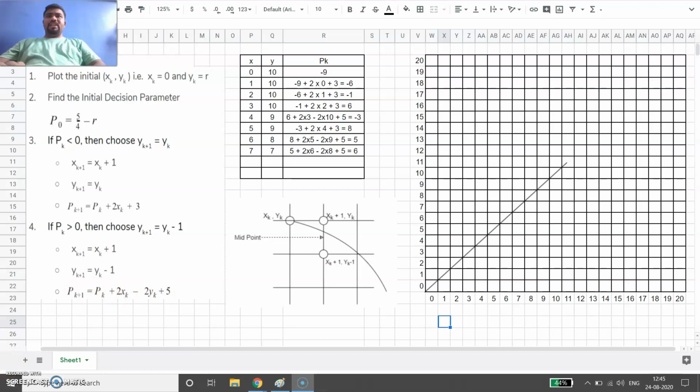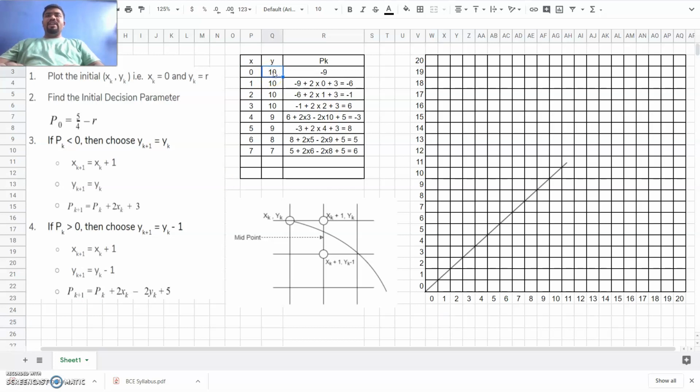So now let's proceed as we know all the formulas are ready. So yeah, let's get started. Let the radius be 10. So you can see that y is equivalent to the radius, so y is 10 and x is obviously 0. So let's calculate the initial P0. P0 is equivalent to 1 minus r. So directly it is 1 minus 10, which is equivalent to minus 9.